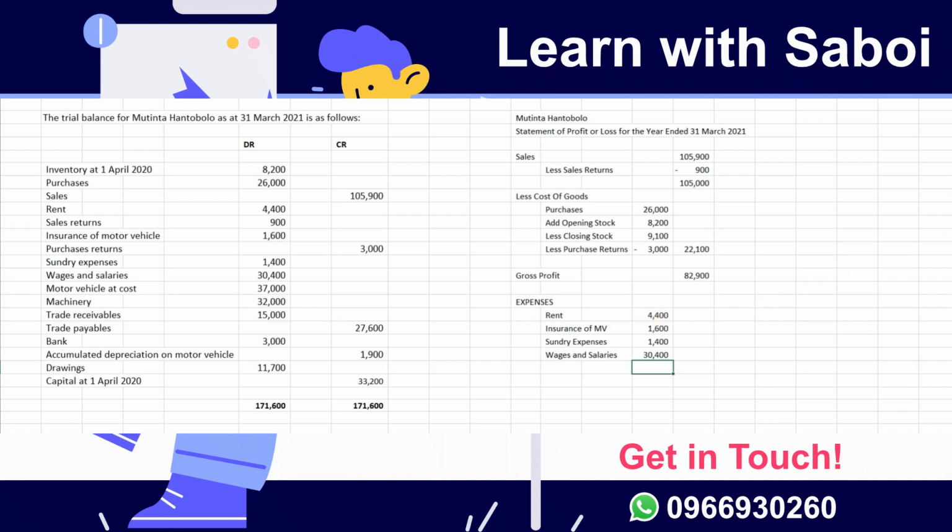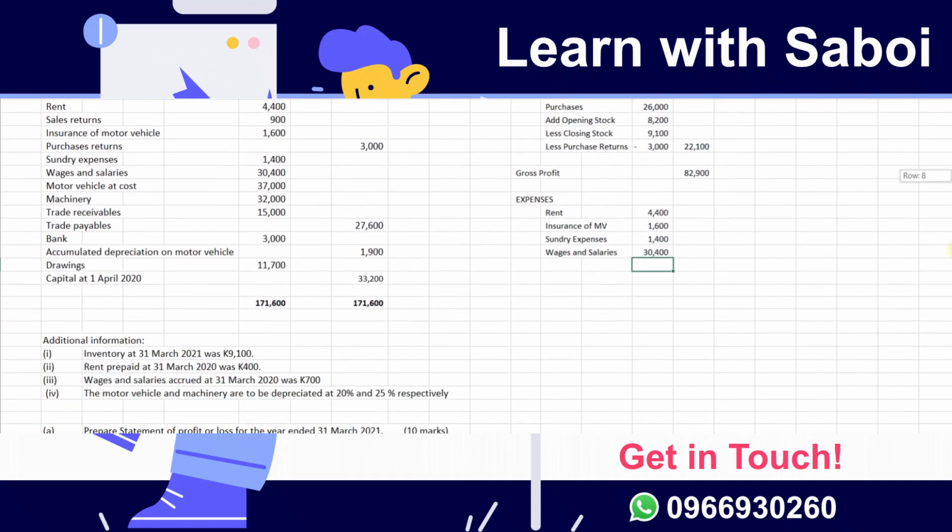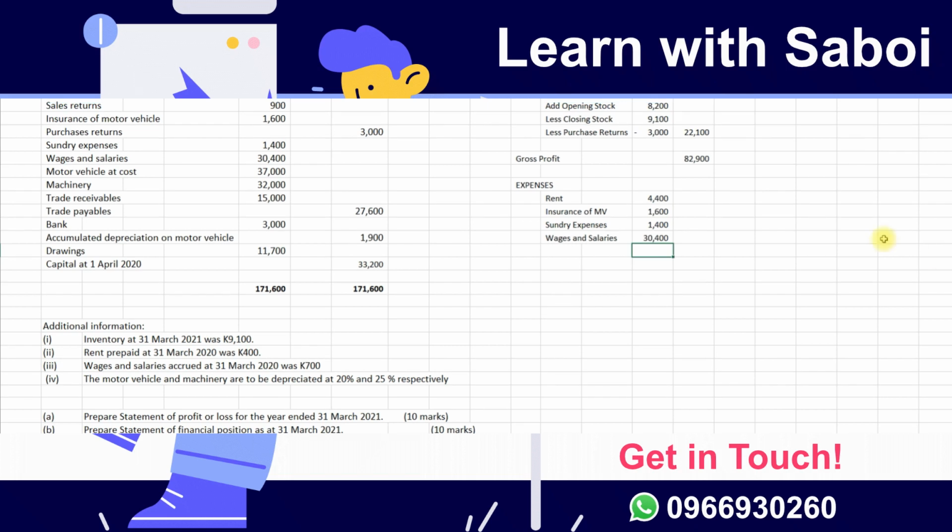Maybe, maybe not. You need to scroll down and look for the additional information. So the additional information, A says inventory. Okay, we've already done that with regards to A. Then, not A, but number 2, rent prepaid. Rent prepaid.